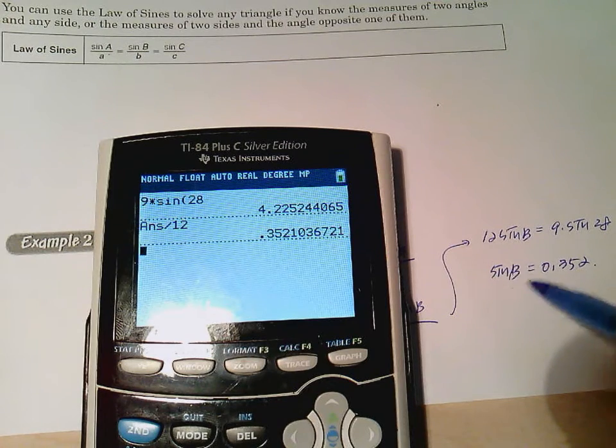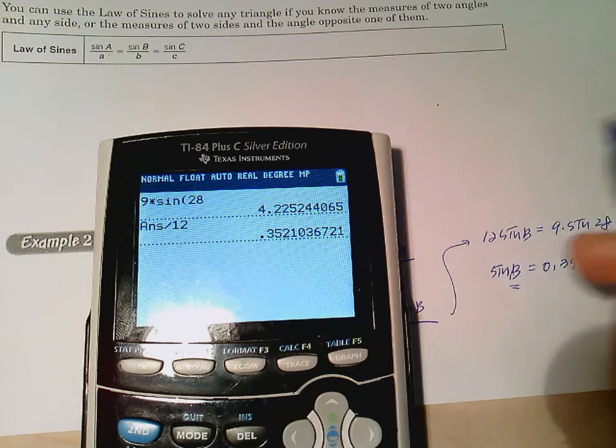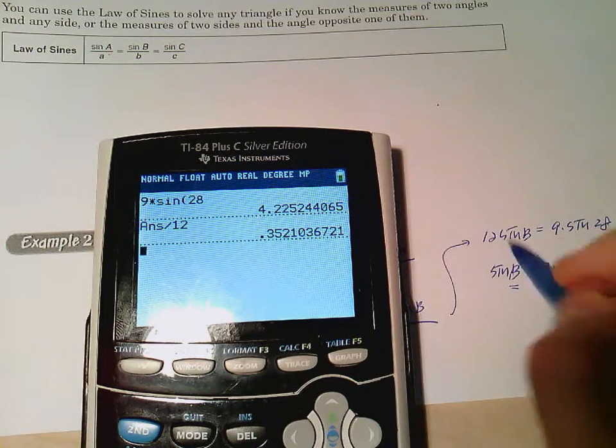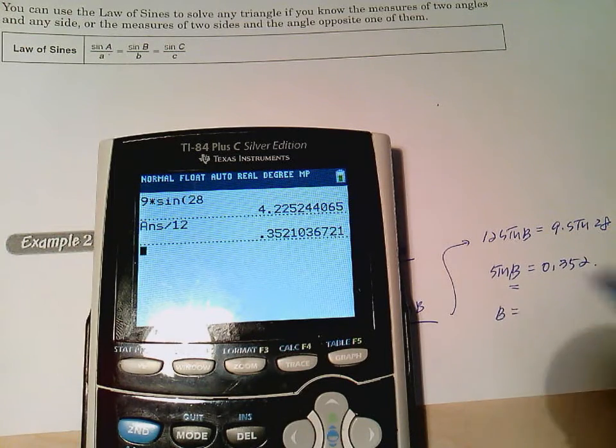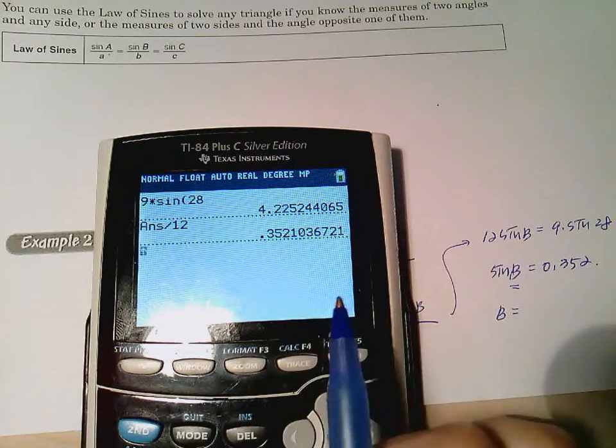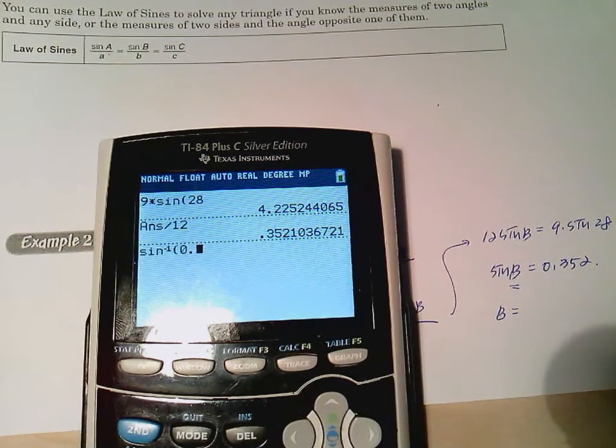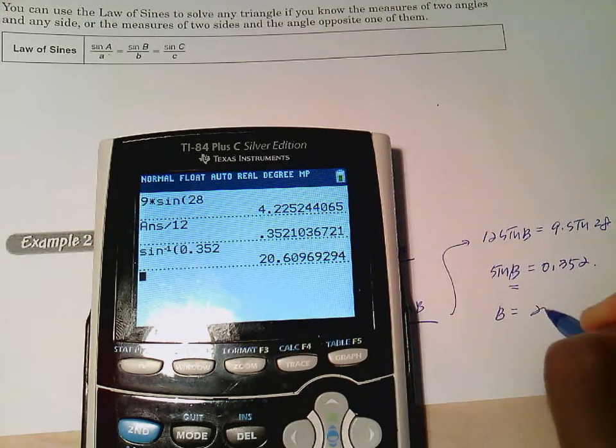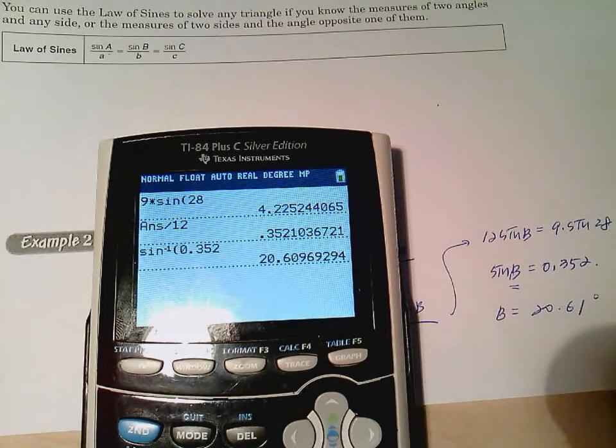Now the question is we're going to find the angle B. So how can we solve for angle B? We're going to take the what? The sine inverse. So last Friday, we learned about the inverse of trig functions. So take the sine inverse of 0.352, which gives us what? 20.61 degrees. That's the angle of B.